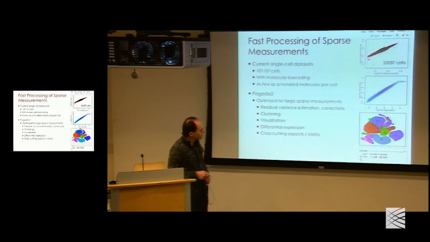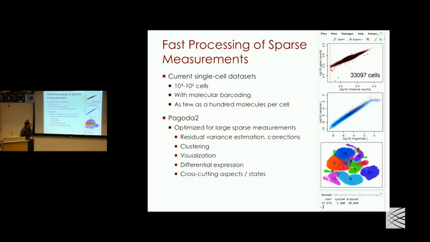So this is actually a video that ran in real time, and this is a data set from 10x, I think, the PBMCs, 33,000 cells. So just some simple filtering, residual variance estimation, clustering, and then some visualization. So about 20 seconds. Now, obviously, you don't need it like this. If you want to run pathway analysis, it will take a little bit more time. But it gives us a platform to start building more advanced things going forward.